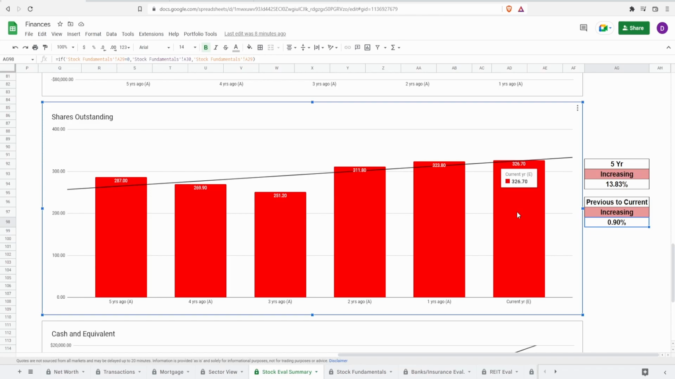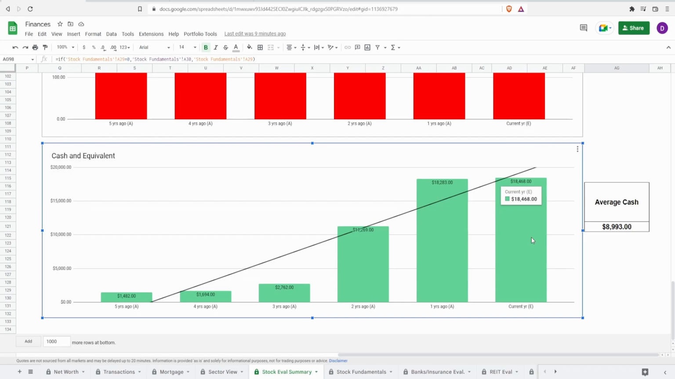Nonetheless, the reason why this occurred, it just so happened that 2 years ago is when they issued a bunch of shares going from 251.2 to 311.8. It was because of COVID. It is still a dilution nonetheless. And lastly, looking at the cash and equivalents, they currently have around $18.5 billion in cash and equivalents with an average cash of around $9 billion.